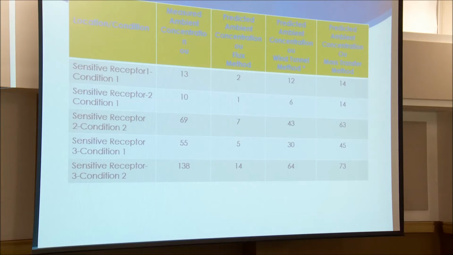The same for the sensitive receptor 3 was measured, was 55, 5 for the flux, and on the mass transfer, 45. The condition 2 sensitive receptor was a little bit off, but still with the factor of 2 for the model, was 138 measured, 73 for the mass transfer, and 14 only based on the flux method.